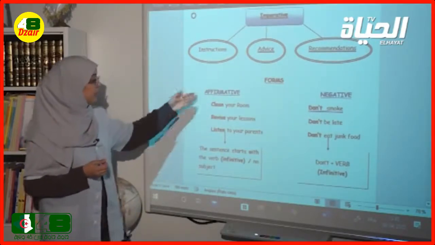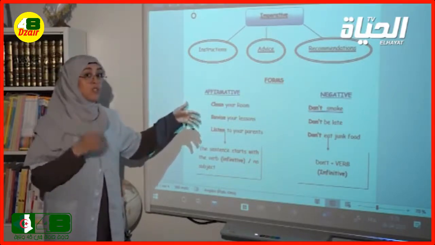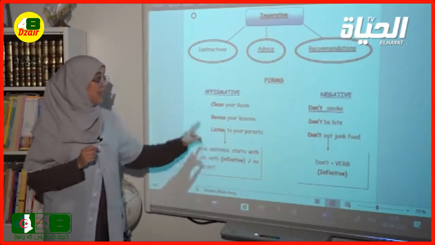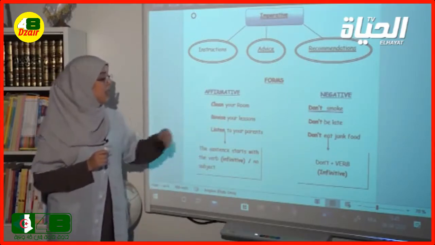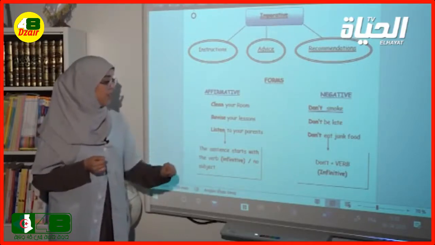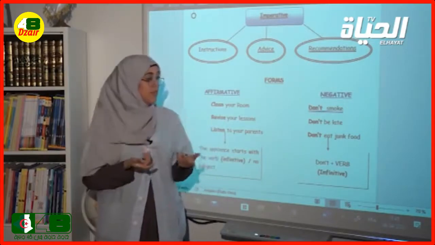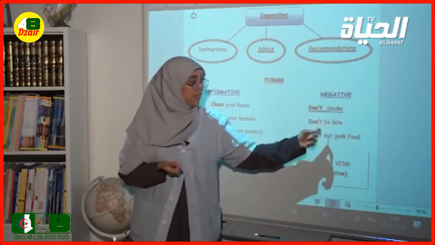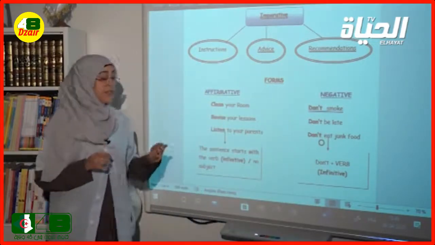Now, the rule. The rule is quite simple. Here, do you see any subject? I don't have any subject, because for the imperative, I should start my sentence with a verb. So the sentence starts with the verb in the infinitive form. I don't have an S, an ED or an ING or anything. So the sentence starts with the verb, infinitive, and no subject. If I want to convey a negative imperative, I should start with don't plus the verb. The verb here is in the infinitive. Please be careful when I say infinitive.